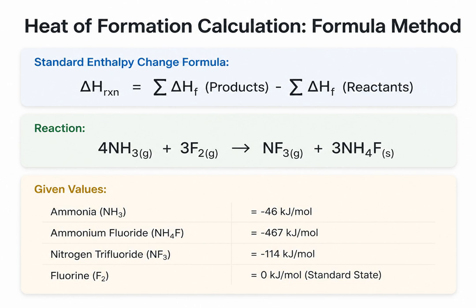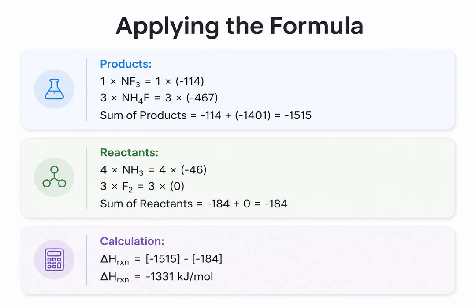Notice that fluorine is an element in its standard state, so its heat of formation is exactly 0. Now we simply punch in the values. For our products, we have 1 mole of nitrogen trifluoride at negative 114 and 3 moles of ammonium fluoride at negative 467. We add those together. Then we subtract the reactants, 4 moles of ammonia at negative 46 plus 0 for the fluorine. When we carefully run these numbers through the calculator, subtracting the negative reactant value, we arrive at an overall enthalpy change of negative 1,331 kilojoules per mole.